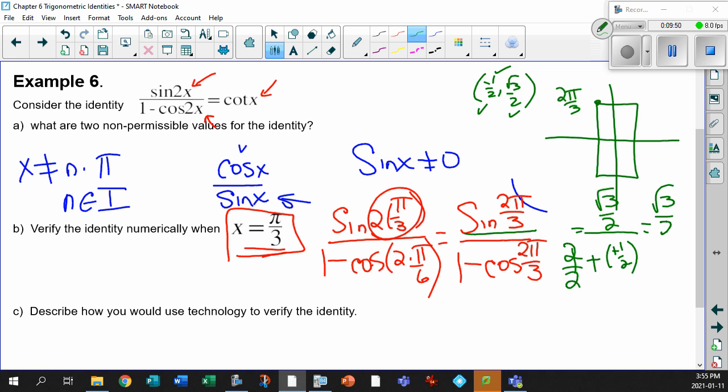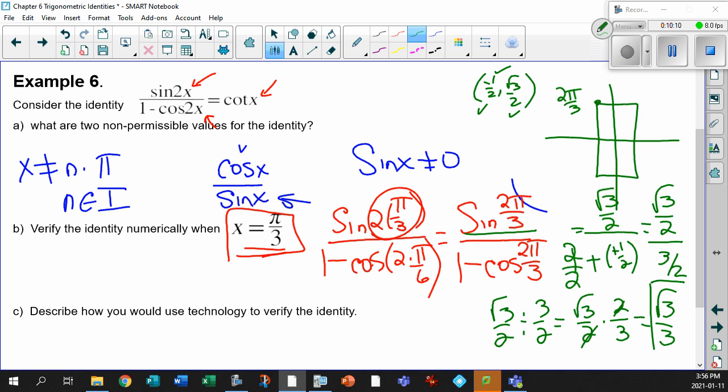Root 3 over 2 divided by, that looks like 3 over 2. Okay, root 3 over 2 divided by 3 over 2. Looks an awful lot like take the reciprocal and multiply. Oh my goodness. Look at that. The 2's cancel out, leaving you root 3 over 3. There's your answer.